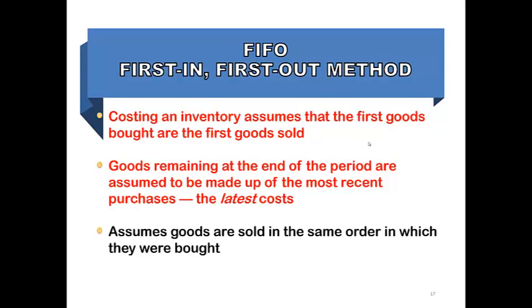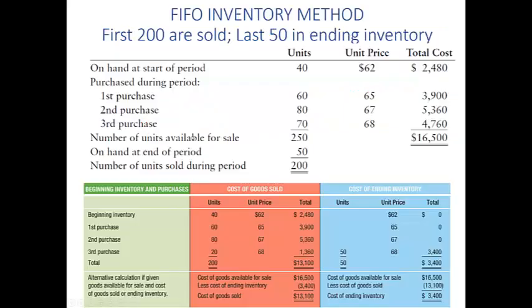The next system is the first in, first out method. And this just assumes that your inventory flows from the first in to the first out. That means that the first ones you purchased are the first ones sold, and the last that you purchased would be the last ones sold. So any goods remaining in ending inventory would be made up of the last items that you purchased.